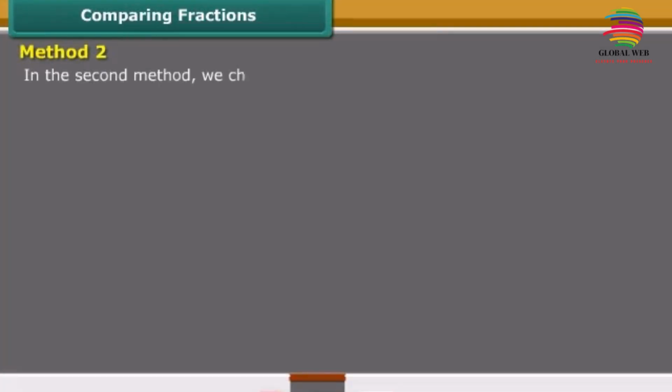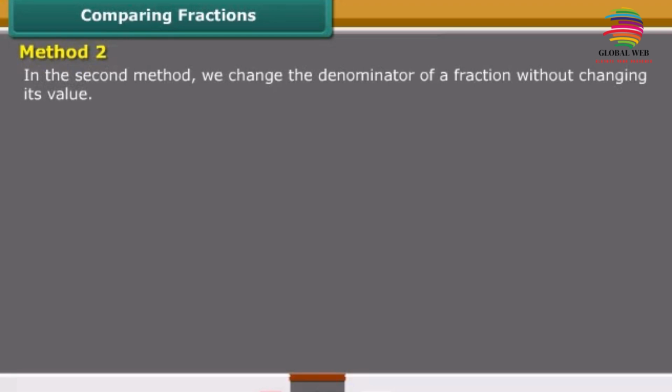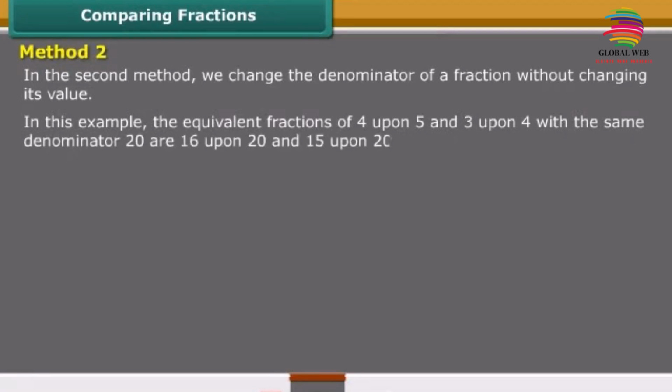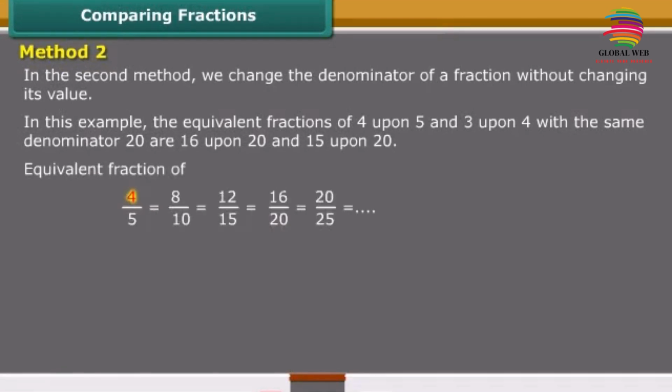Method 2. In the second method, we change the denominator of a fraction without changing its value. In this example, the equivalent fractions of 4/5 and 3/4 with the same denominator 20 are 16/20 and 15/20. Equivalent fractions of 4/5 are 8/10, 12/15, 16/20, 20/25 and so on.